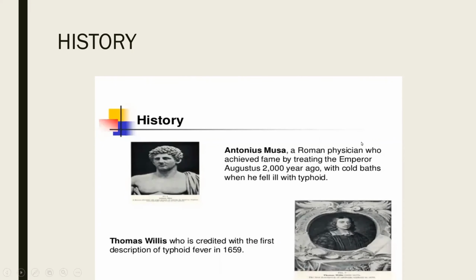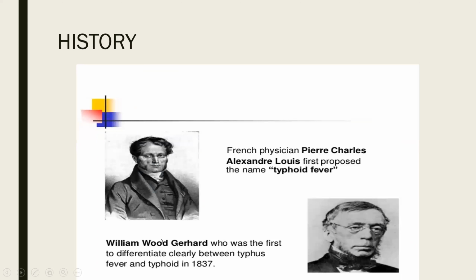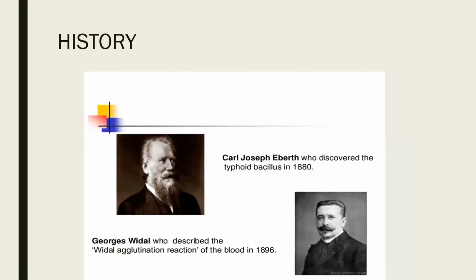This is a picture of the Roman physician Antonius Musa, who treated an emperor who had typhoid fever with a cold bath, and he was healed. That was his treatment, and all this is prior to the antibiotic era. Then you have the person who made the first description of it, Thomas Willis. The person who proposed the name is also here, along with the differences between epidemic typhus and typhoid fever, all throughout the centuries.